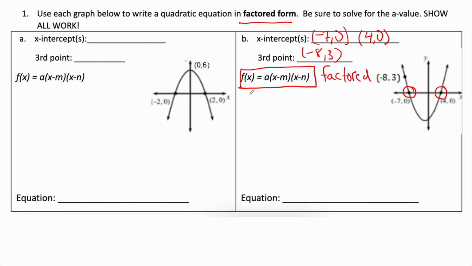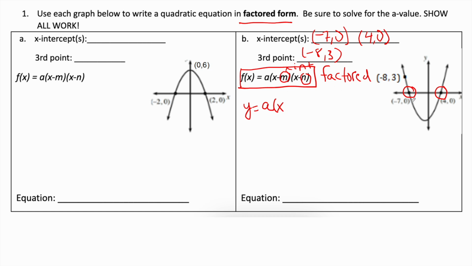f(x) is just another way to say y, so I'm going to write that as y. m and n are going to be your x-intercepts. A tells you if it's going to be concave up or concave down, but it also tells you the stretch value, and usually it's not given to us. That's why we have this third point to be able to find a. So far in our equation, we don't have a yet.